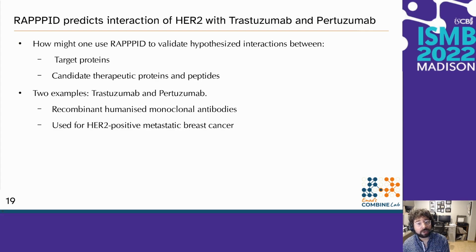We wanted to test how one might use RAPPPID to validate a hypothesized interaction between some target protein and a candidate therapeutic protein or peptide. We used two examples, trastuzumab and pertuzumab. Both of these are humanized monoclonal antibodies that are used in the treatment of HER2-positive metastatic breast cancers.